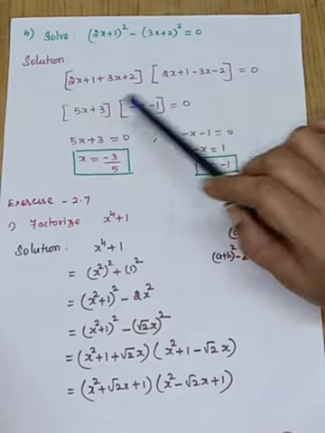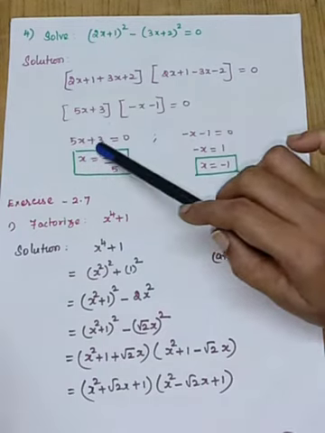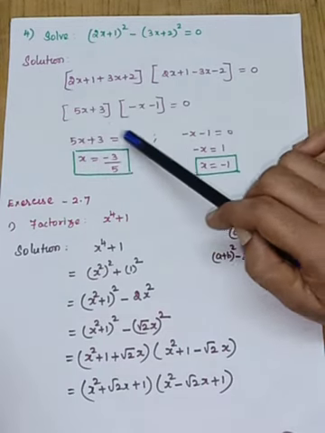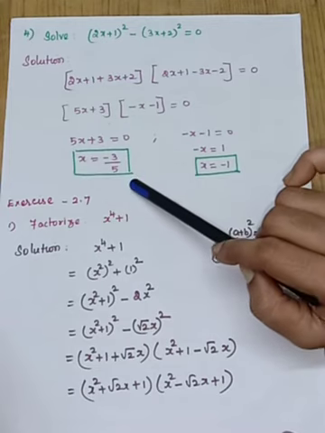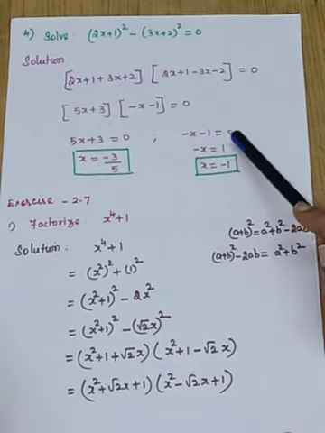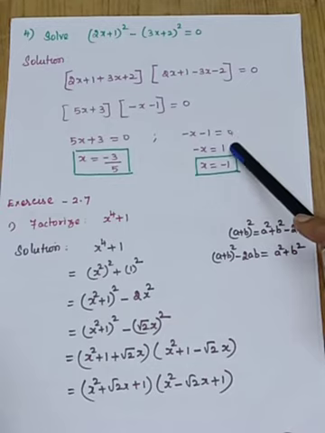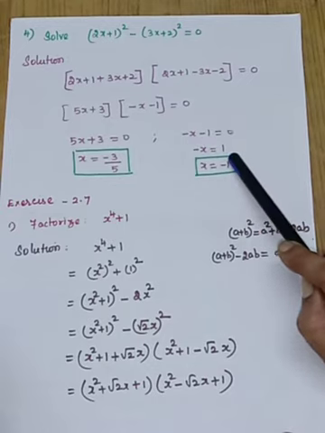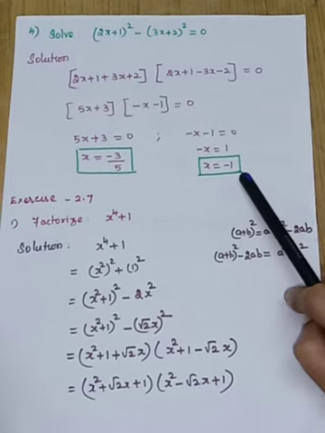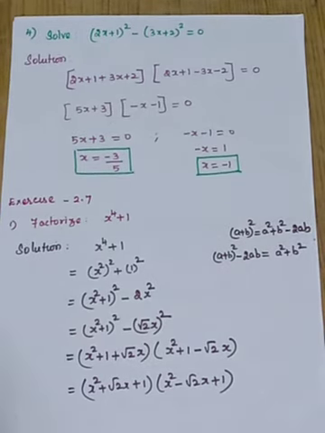So if you equate this is equal to 0, 5x plus 3 is equal to 0 means 5x is equal to minus 3, x is equal to minus 3 by 5. Minus x minus 1 is equal to 0, minus x is equal to 1. So x is equal to minus 1. So we have found the two values.